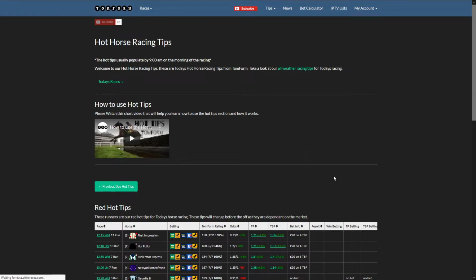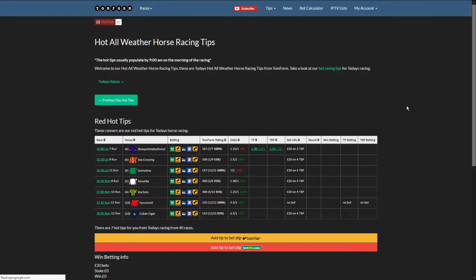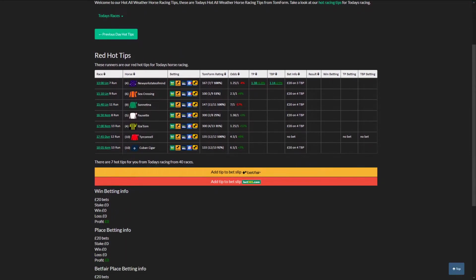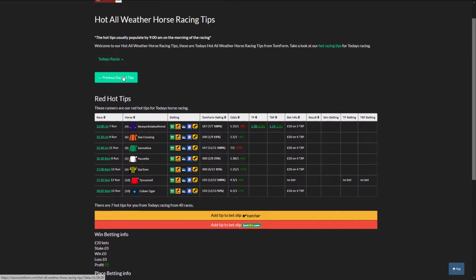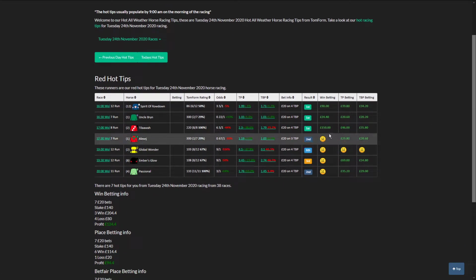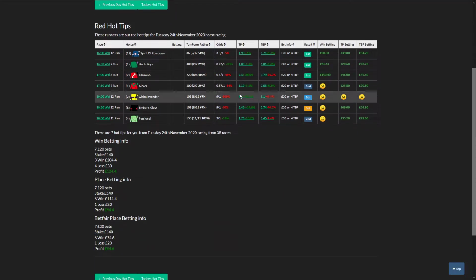The all-weather tips is really, really strong. Every day it's hitting places and wins and whatnot. As you can see, yesterday it was only one out of a place, 3-1. It actually tipped up a nice 17-2 winner there, or was that, what would that be, 13-2, sorry.